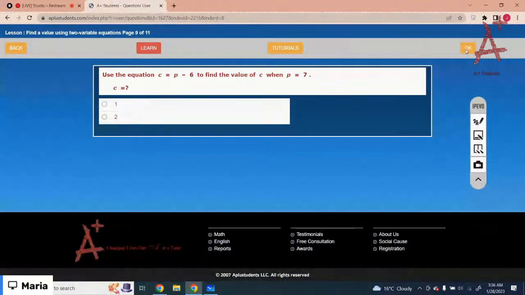Use the equation c equals p minus 6 to find the value of c when p equals 7. So you have to replace the variable p with 7. So it would be 7 minus 6. And 7 minus 6 is, yes, it is 1.